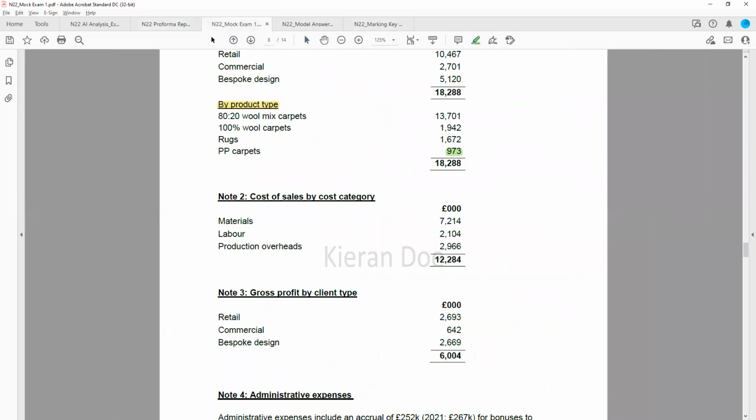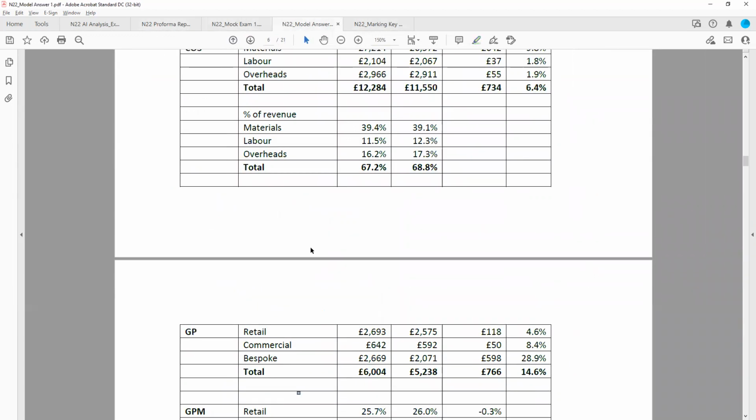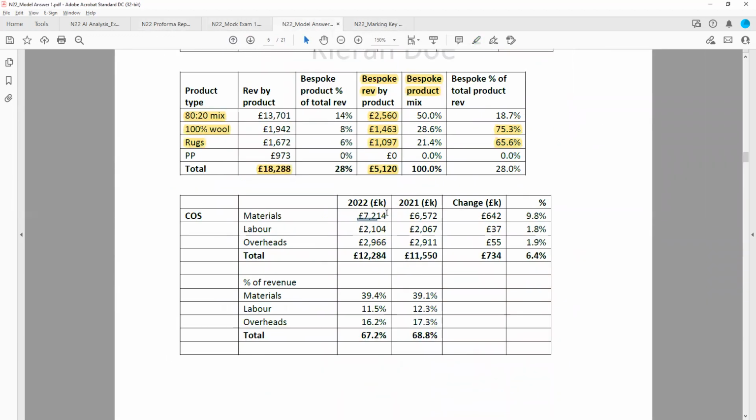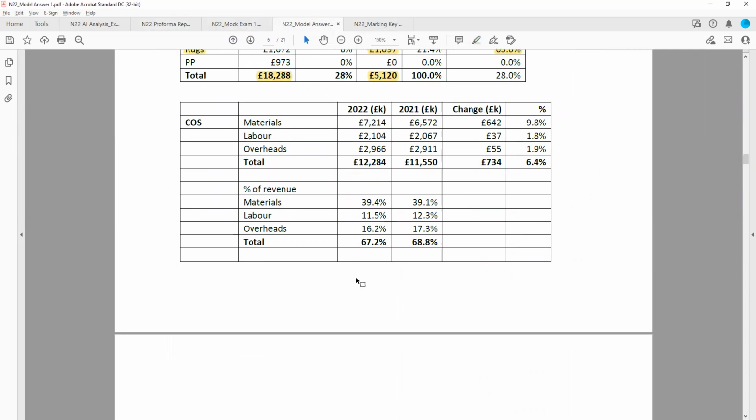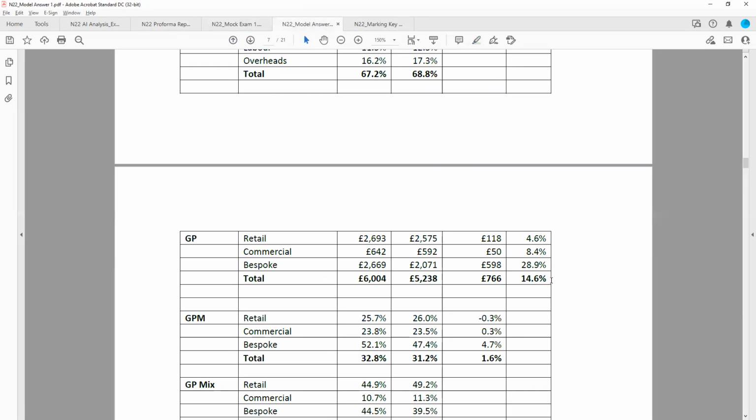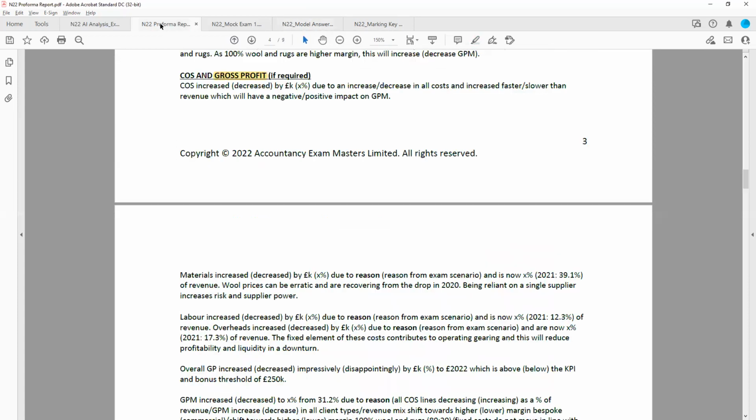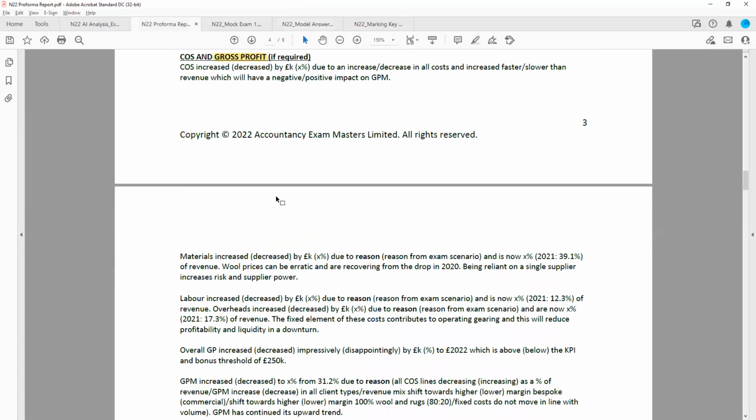So again, materials has seen a big jump. It's the biggest number to begin with. It's the biggest part of cost of sales, and it's seen a big increase. So we're going to want to comment on that. Maybe these two not so much, unless we're given a reason in the exam paper as to why they've gone up. Definitely we're going to comment on the headline gross profit number, because of course that impacts the bonus and it's a KPI. And then we'll look at some of the gross profit margins by each client type as well, but we don't want to spend too long on it. So again, we probably need to restrict ourselves a bit here and be strategic about what points we're going to include.